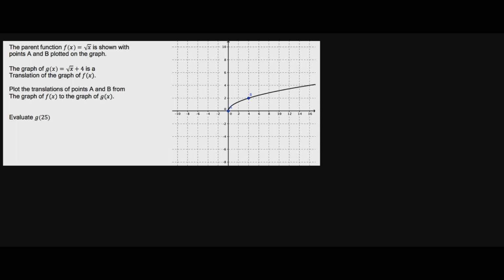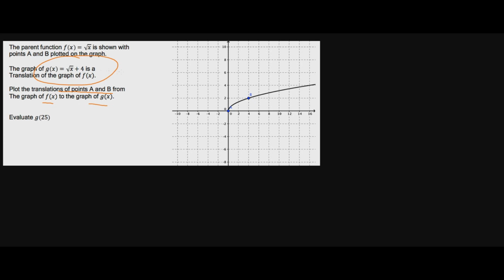The parent function, the square root of x, is shown with points a and b plotted on the graph. Here it is, right? Well, this is just, what's the square root of 4? 2. They're just these 2 points. That's the parent function. The graph of g of x is the square root of x plus 4, a translation of the graph of f of x. Plot the translations of points a and b from f to g. Basically, I want to graph this.